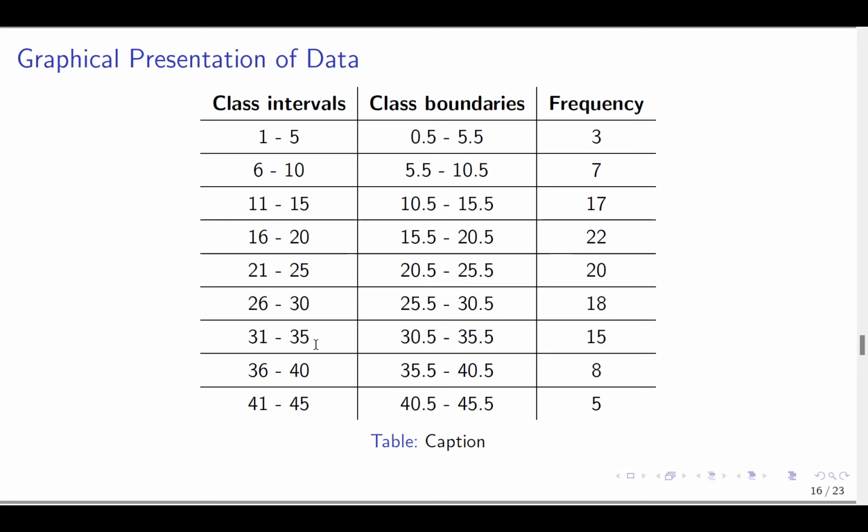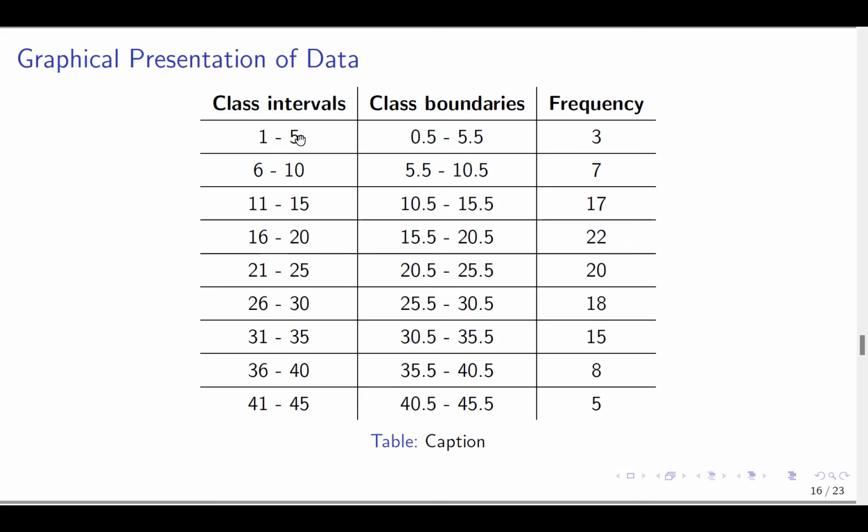How do you get class boundaries? For every class interval, the number to your left is the lower limit. The number to your right is your upper limit. So take 2 consecutive intervals. You can see that these intervals are very regular, 1 to 5, 6 to 10, 11 to 15. They each have a gap of 4. So 5 minus 1 is 4, 10 minus 6 is 4. They are evenly distributed as an interval.